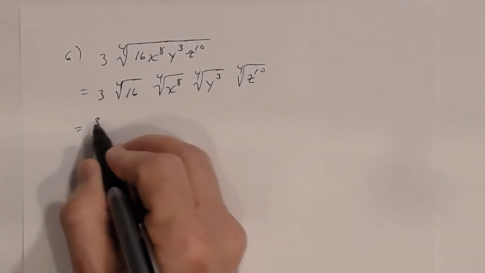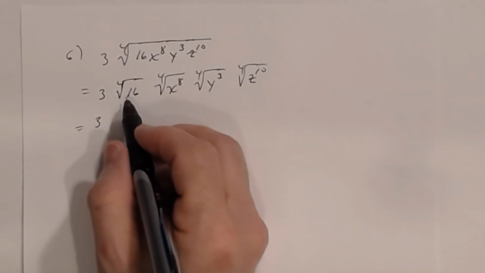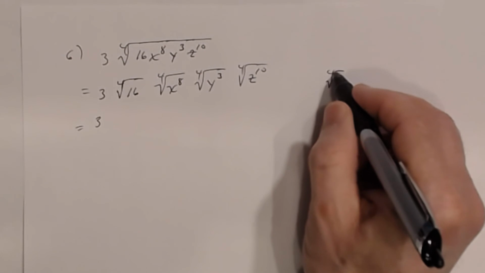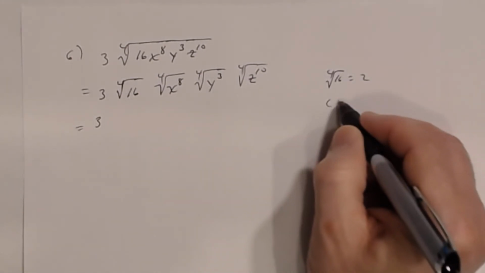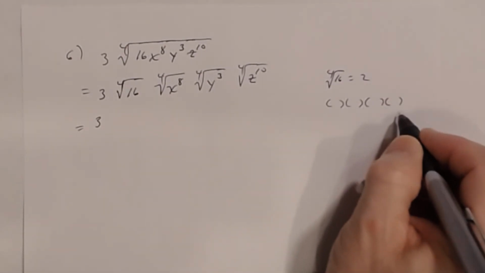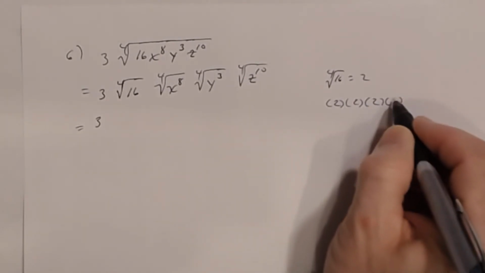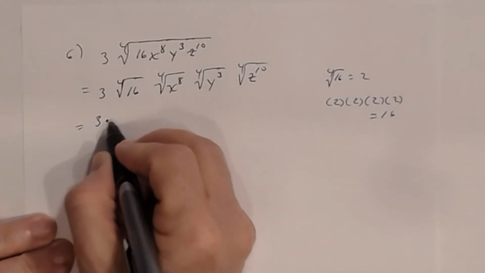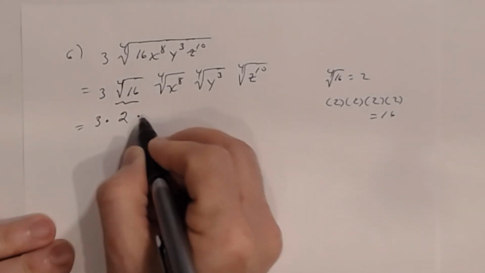So I get 3. Now the 4th root of 16 is 2. Okay, because think about it. The 4th root of 16 is 2. 2 times itself 4 times is 16. So the 4th root of 16 is 2. So that's 3, and this is just 2 times.